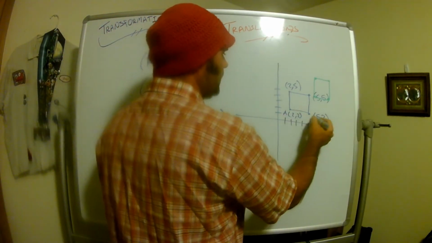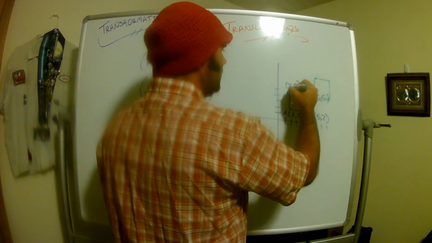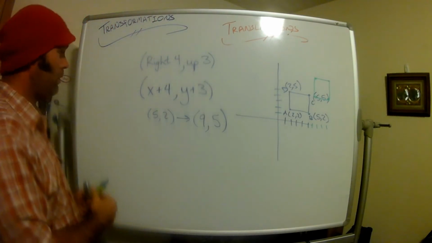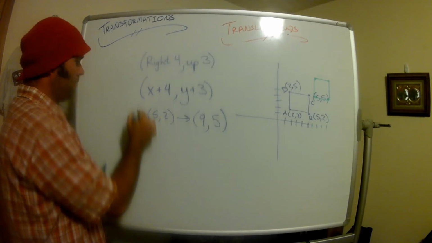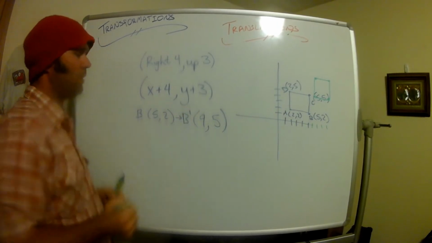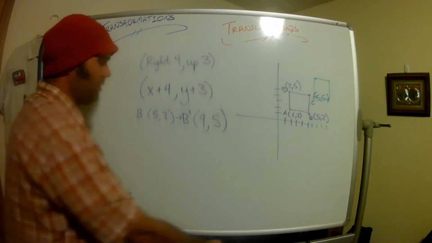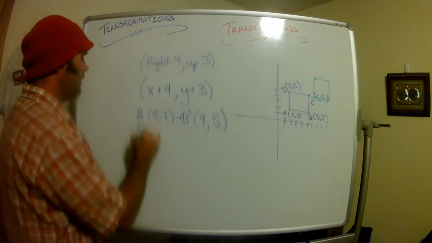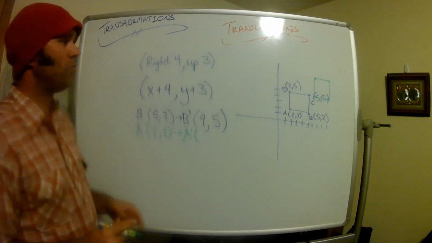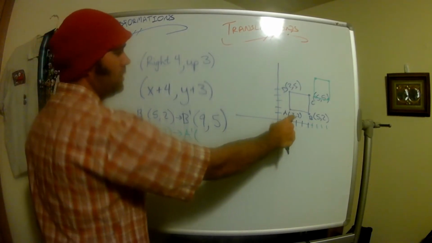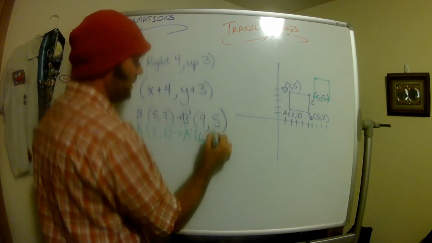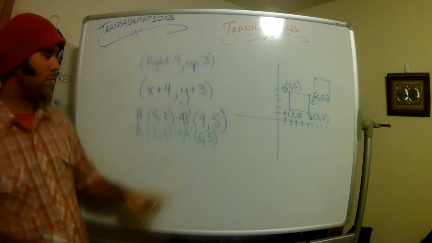So if we said, okay, this is point A, B, C, and D, you could actually say, all right, we already did point B. This is B to B prime. We still have 3 more letters to go. We've got A, which is 2, 2, and it becomes A prime, which went right 4. We add 4 to 2 to get 6, and up 3, so we add 3 to 2 to get 5. And that's A to A prime.